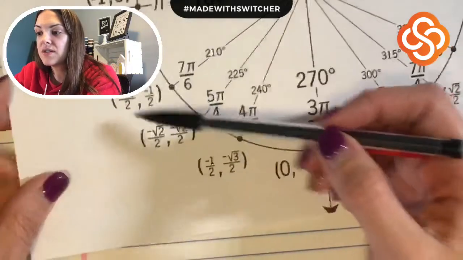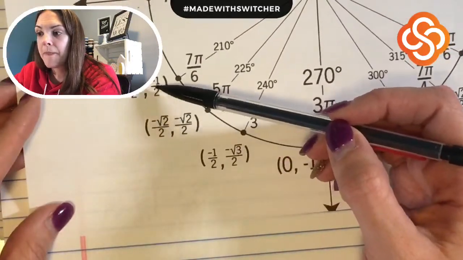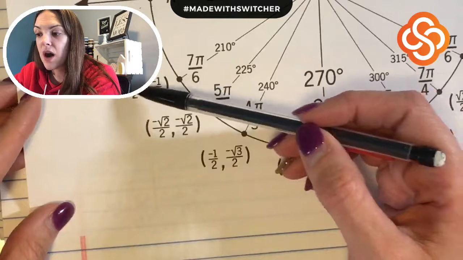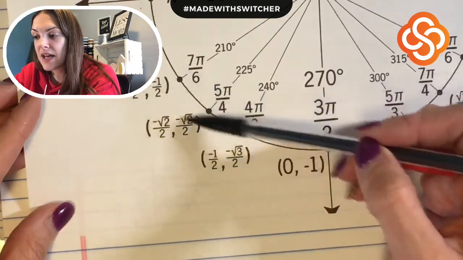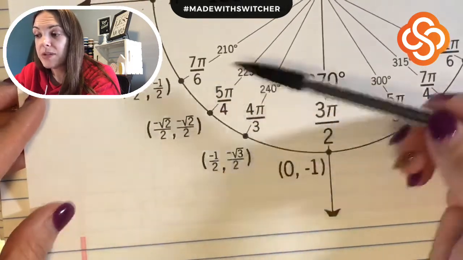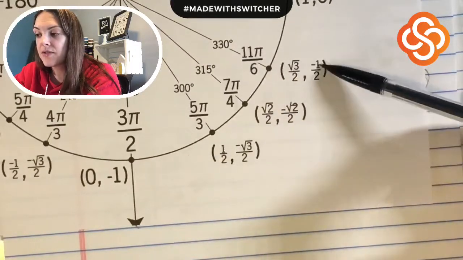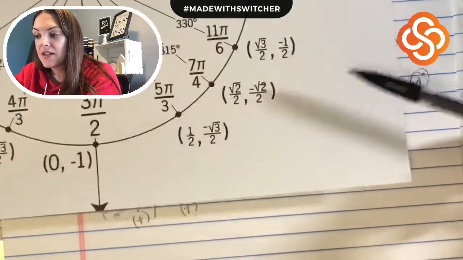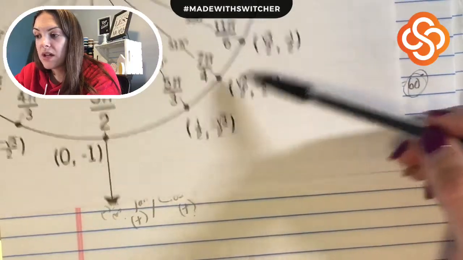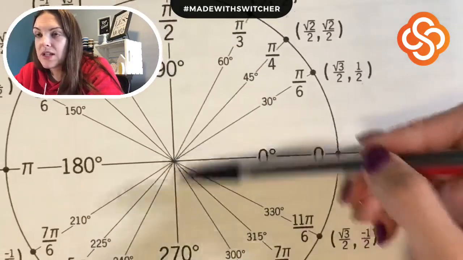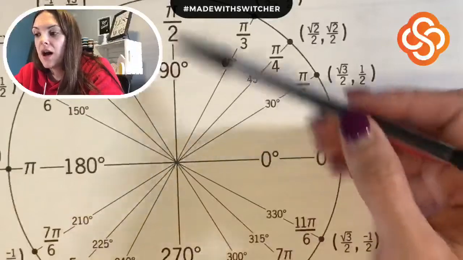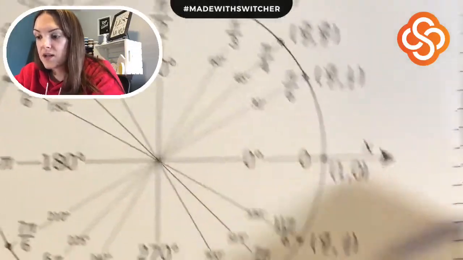And then here you see that we have two negatives. Sine is negative and cosine is negative, but tangent's positive. And then over here we have cosine positive, sine negative, and then tangent will be negative. So again, it just goes along with your coordinates as you're plotting points, as long as you know cosine is x and sine is y.